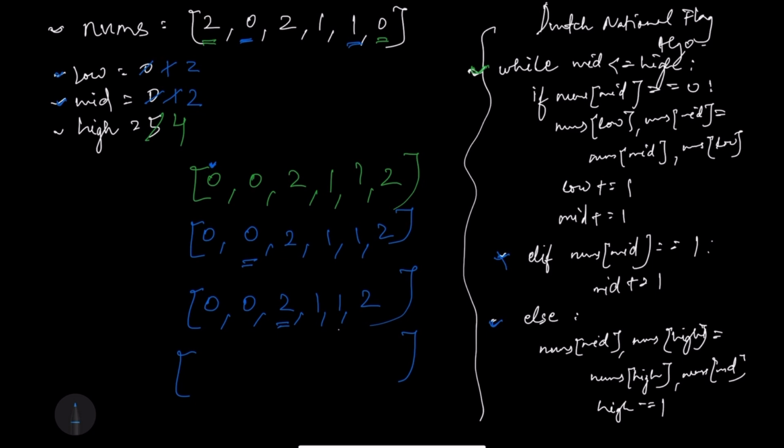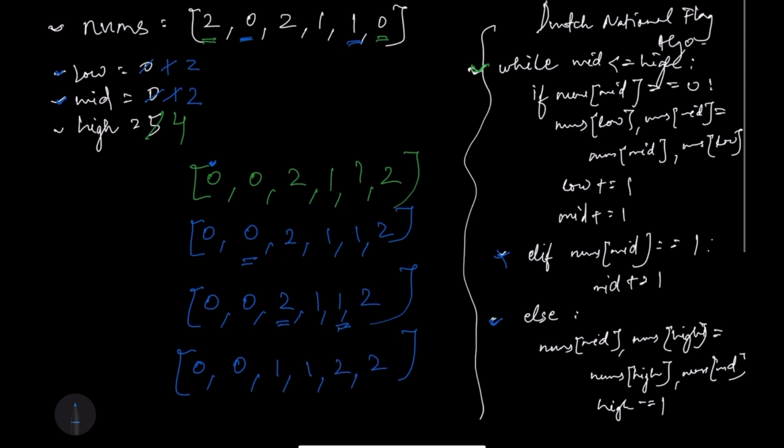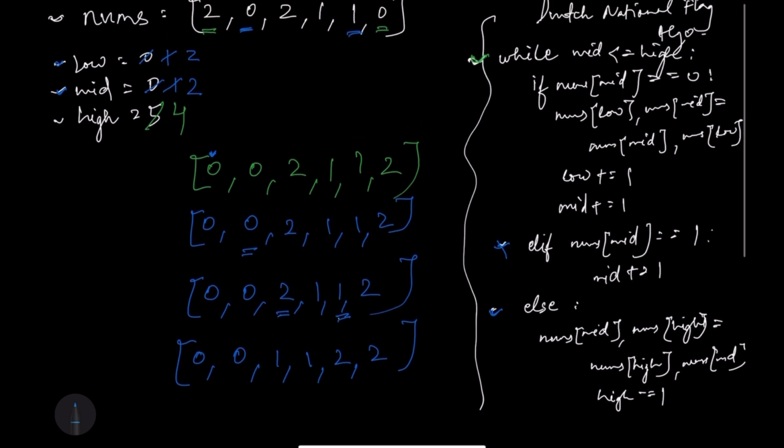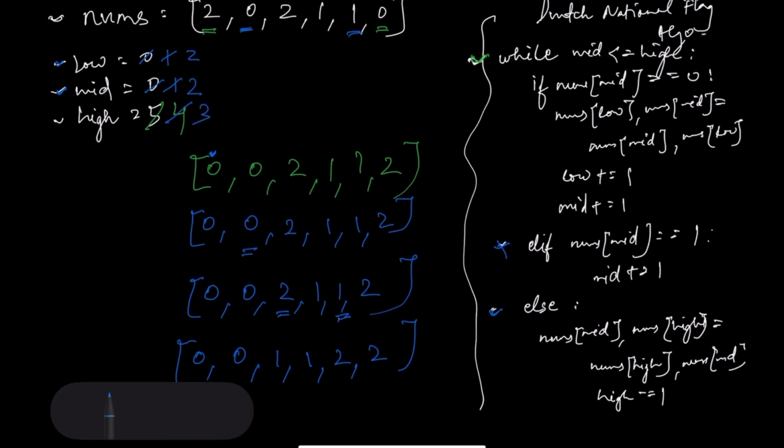the else part. So in the else part we will swap it with our nums of high. Our high is at the fourth position. So we will swap these two. It will be 0 0, instead of 2 we will be getting 1, and here we will get 2. Fine. So as we have already done this, now our high would reduce to the third position.